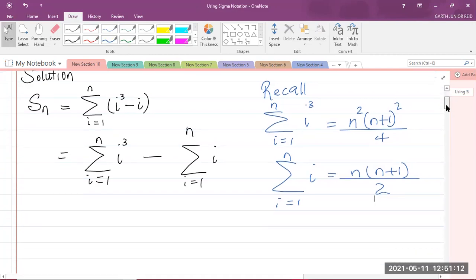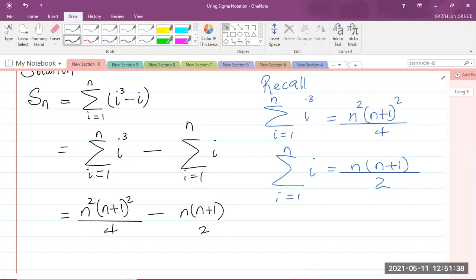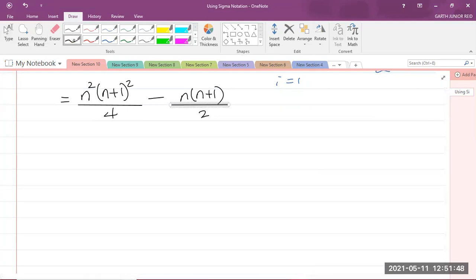So let's get into the question now. The formula for the sum from 1 to n of i cubed, we know is n squared times n plus 1 all squared over 4. And we now have minus the sum from 1 to n of i, which we know is n times n plus 1 over 2. What we need to do now is to just combine these two fractions and simplify.